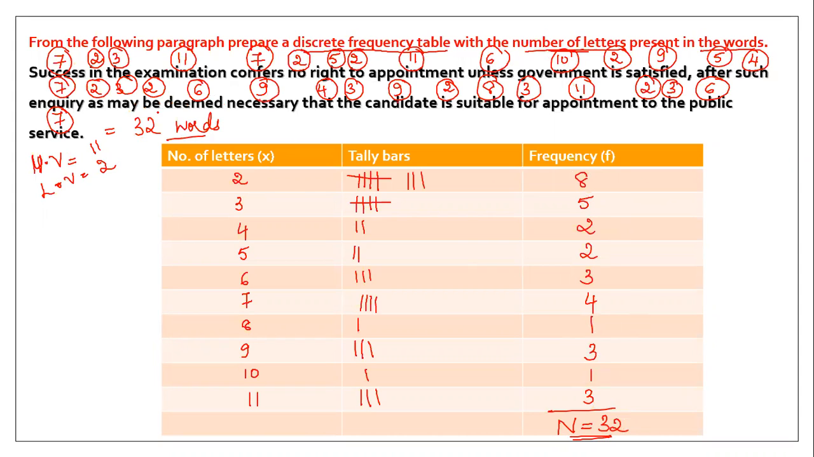So when you get a problem like this, what you have to do is, when they give you a paragraph, you have to first find how many letters are there in each word. Convert it into the variable and then you form a discrete frequency table.